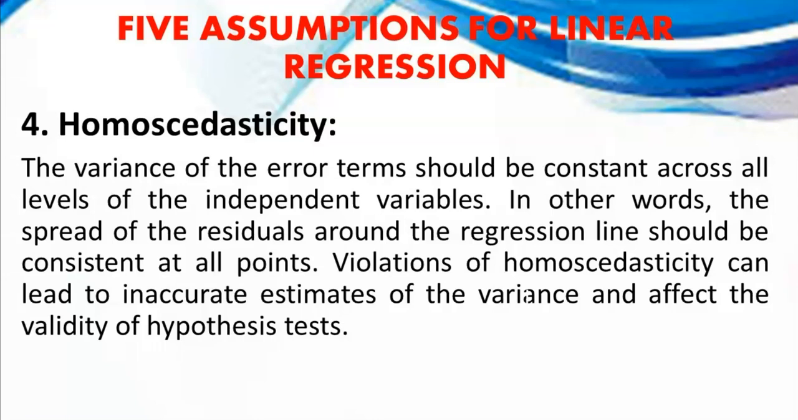Homoscedasticity is assumption number 4. The variance of the error terms should be constant across all levels of the independent variables. In other words, the spread of the residuals around the regression line should be consistent at all points. Violations of homoscedasticity can lead to inaccurate estimates of the variance and affect the validity of the hypothesis test.